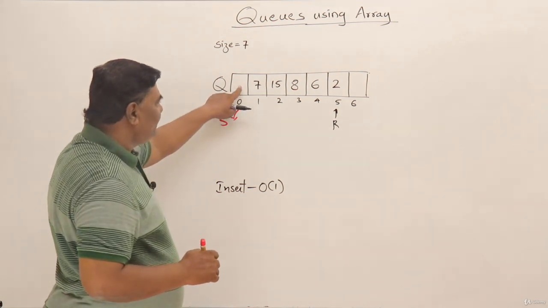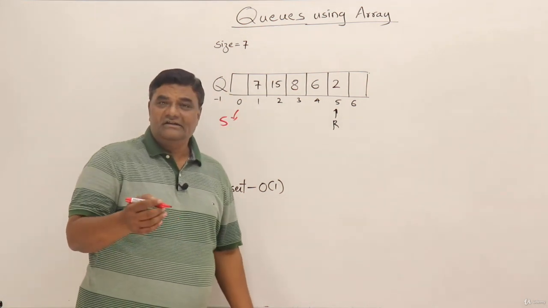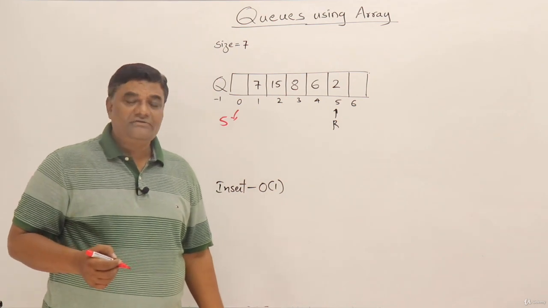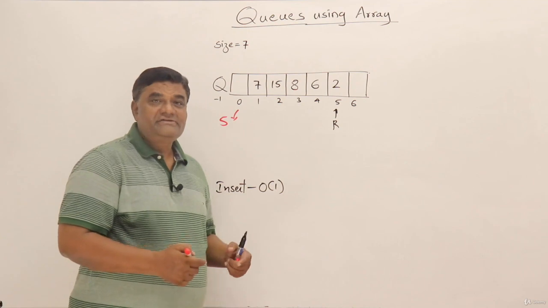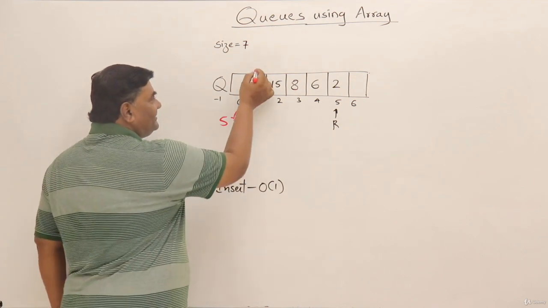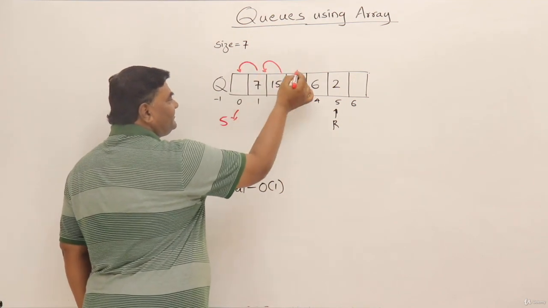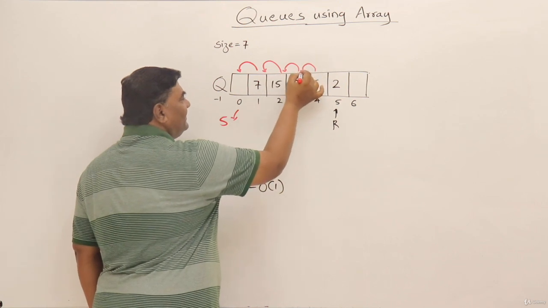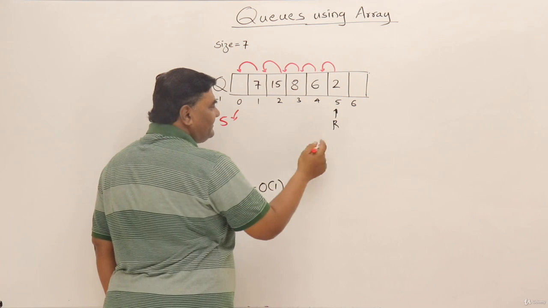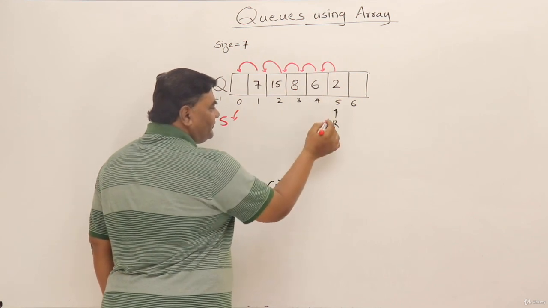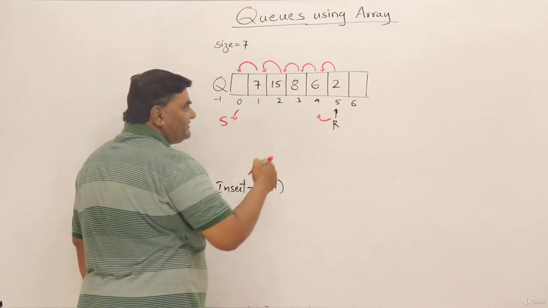After deleting the element, this location is empty. So in array, we don't leave blank spaces, we will not have any empty spaces. I have to fill that space. So for filling that space, I must move all these elements. So shift all these elements to the left hand side. So 7 comes here, 15 and all these come here and 2 will be coming here. So I should also move rear to the previous location.